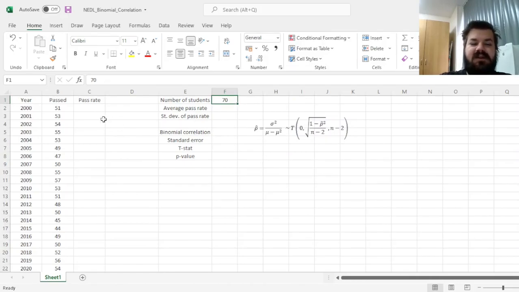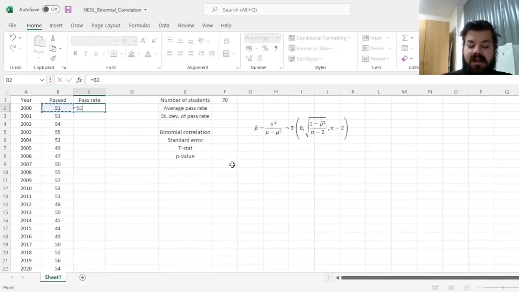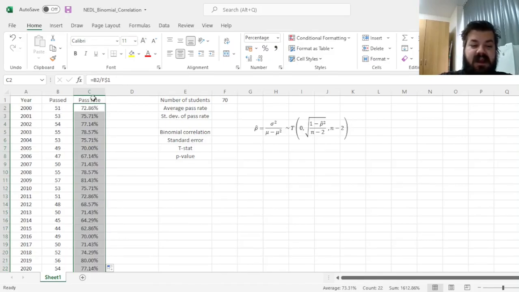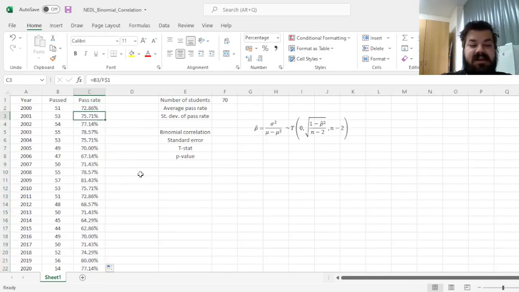So first of all, we have to calculate year-on-year pass rates by dividing the number of students who passed the exam in a particular year, for example in 2000, by the total number of students in the cohort. So we can divide it by F1 and lock the row here, getting pass rates around 70% in each of our years. We can see that sometimes the pass rate is pretty high, like almost 76% here, almost 79% here, and sometimes it's pretty low, for example 63% only in year 2015. And we'll exploit this year-on-year variation in the pass rate to infer the binomial correlation over here.